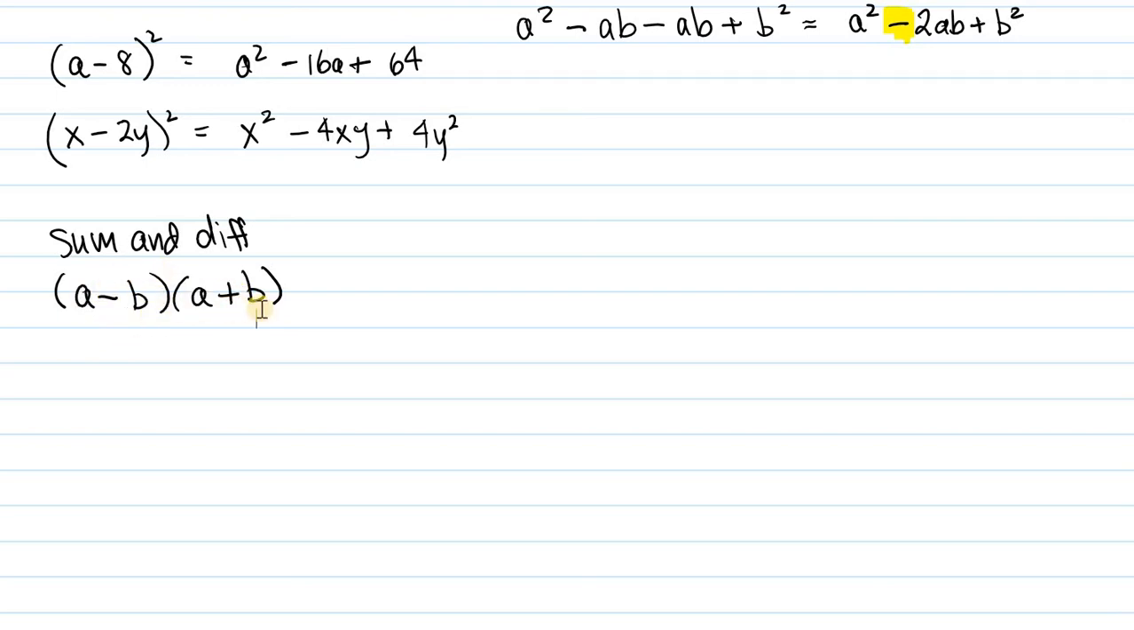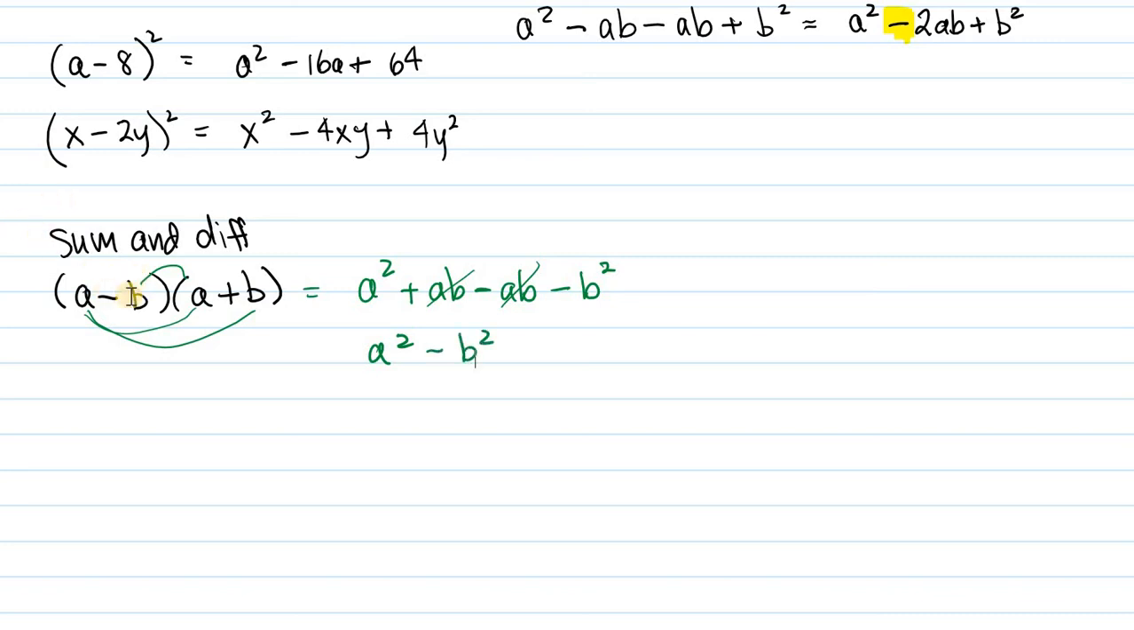These are what are known as conjugates because the parts of the binomials are exactly the same. It's just the sign in between that's different. So if I FOIL these out, I would have a times a, which is a squared, and a times b, which is positive ab. And then negative b times a is negative ab, and then negative b times b is negative b squared. So when I simplify all my like terms, these two middle terms cancel out, and I just get a squared minus b squared.